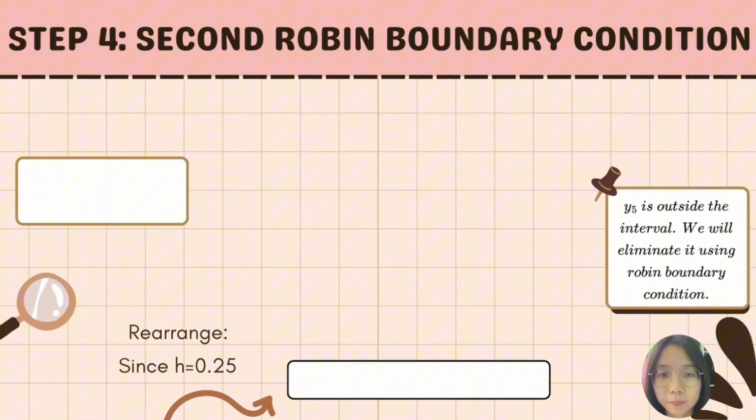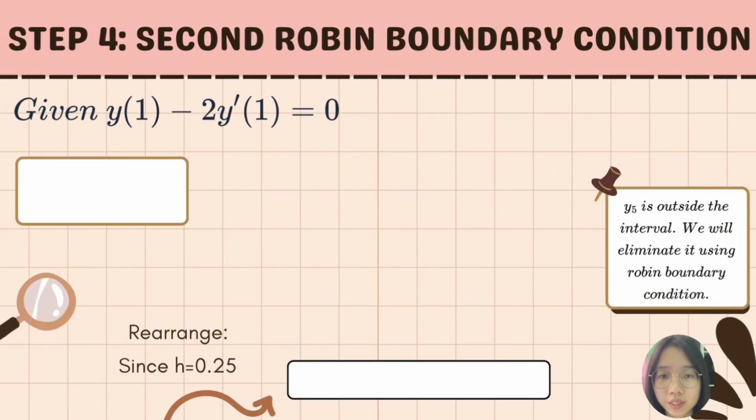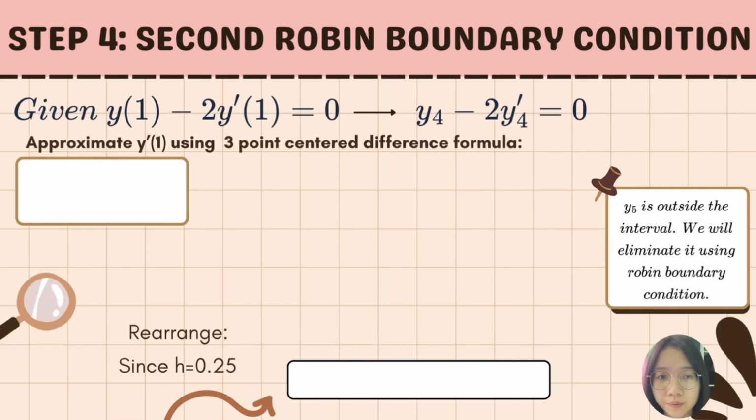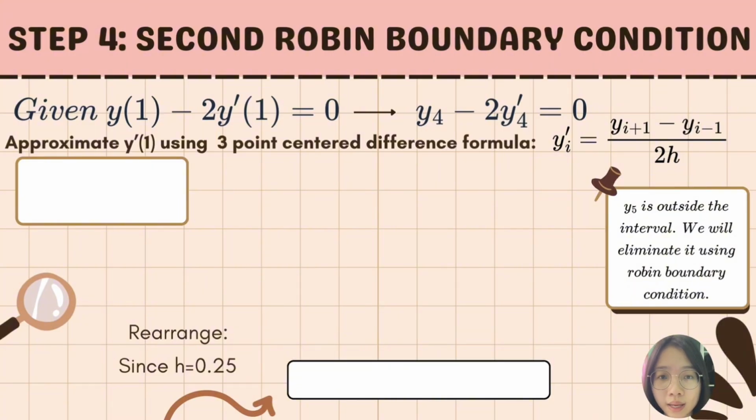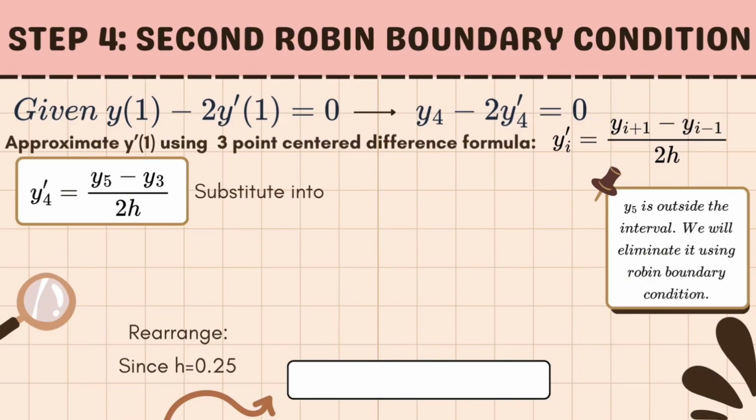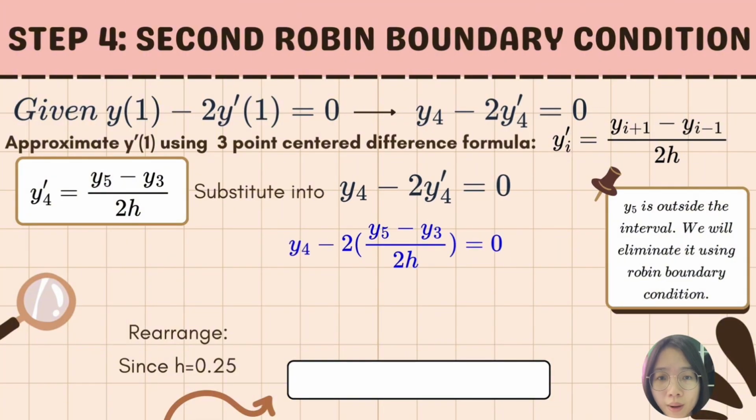And next, we apply the second boundary condition. The given condition is y(1) minus 2y prime(1) equal to 0. And this condition can be written as y4 minus 2y prime 4 equal to 0. And we use the 3-point center difference formula, which is y prime i equal to (y_{i+1} minus y_{i-1}) over 2h. And y prime 4 equal to (y5 minus y3) over 2h. And then we substitute this into the boundary condition, and we will get y4 minus 2(y5 minus y3) over 2h equal to 0.